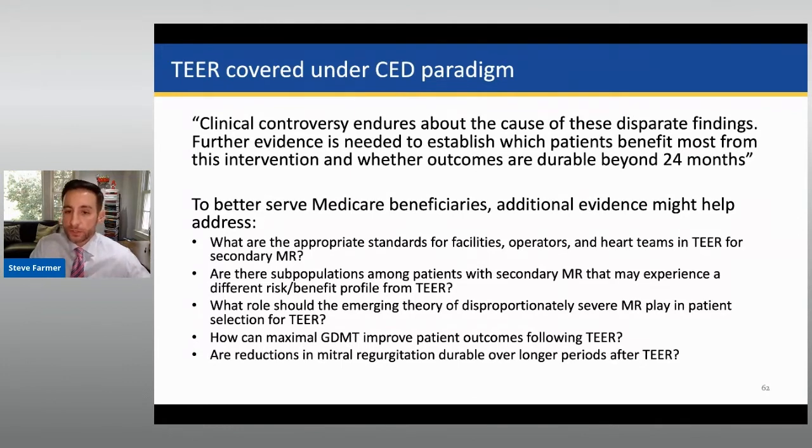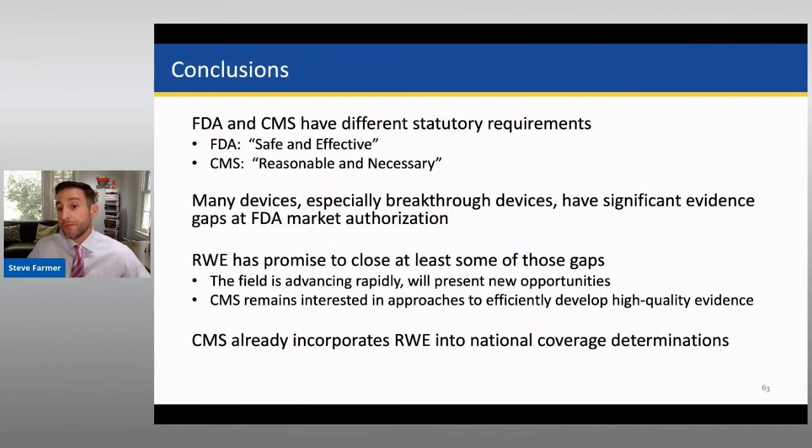So moving to conclusions, to wrap up, the key takeaways from this presentation are that the FDA and CMS have distinctive missions and must follow different regulations and decision-making. The FDA is charged with establishing that devices are safe and effective, while CMS must establish that they are reasonable and necessary. The CMS reasonable and necessary standard is based on demonstration of improved outcomes in Medicare beneficiaries.